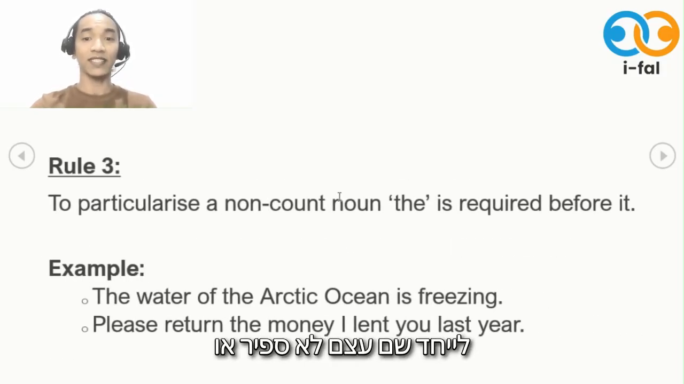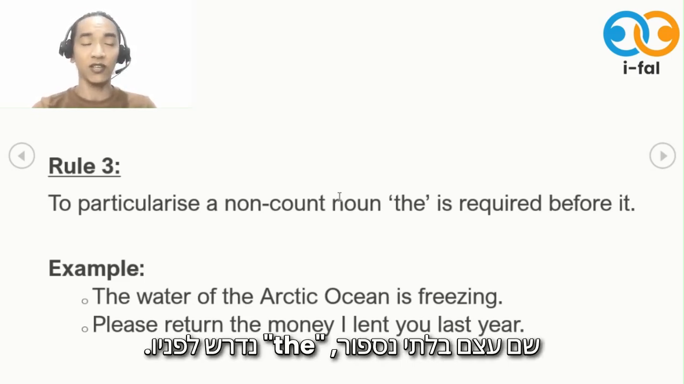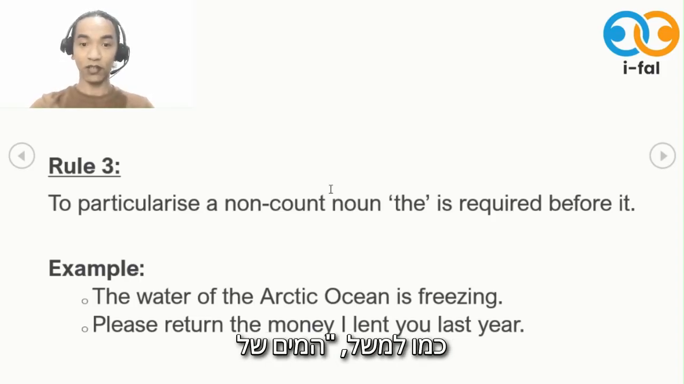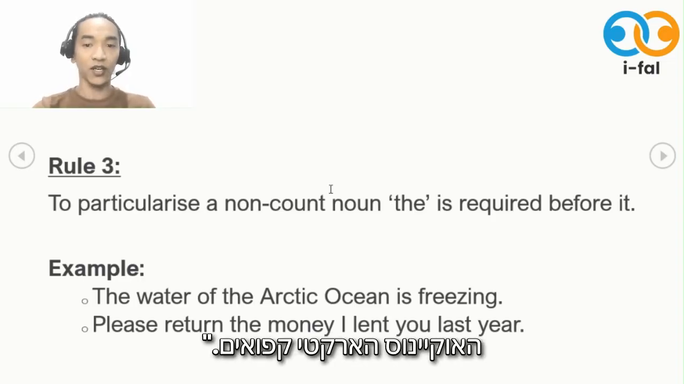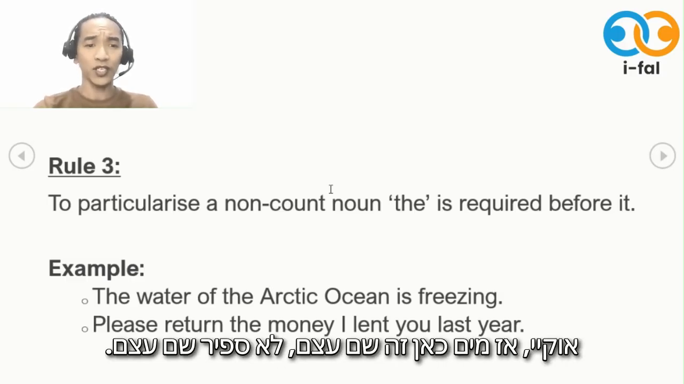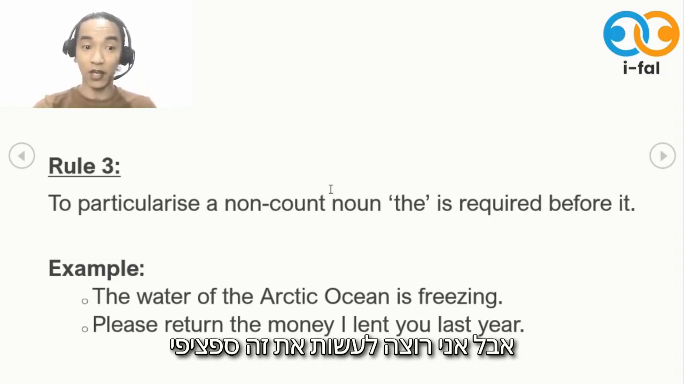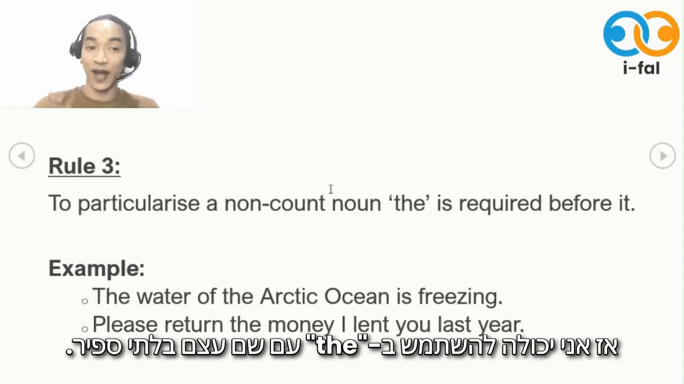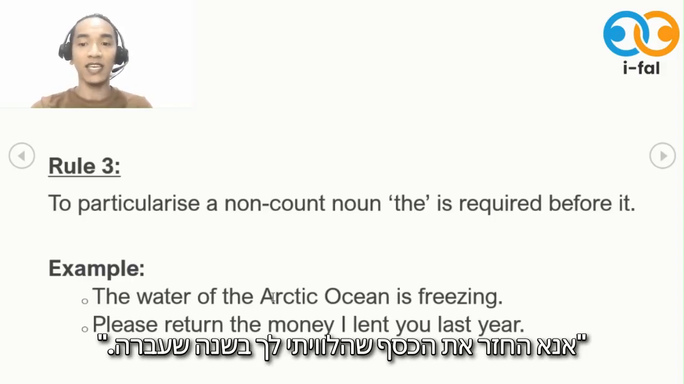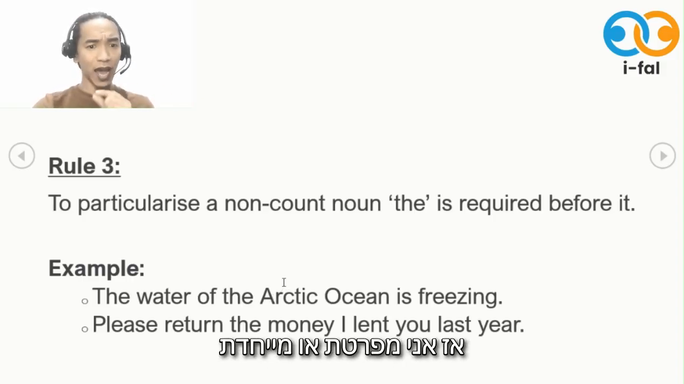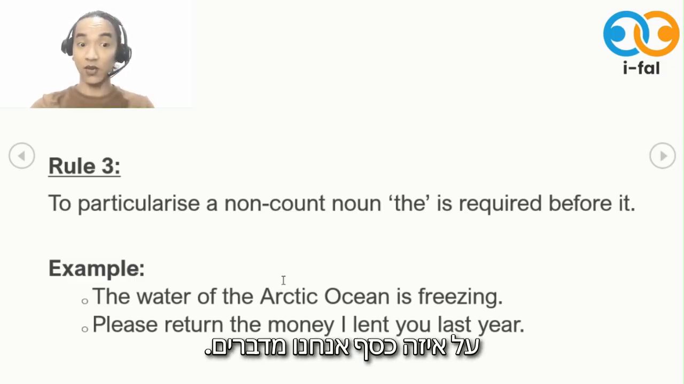So rule number three. To particularize a non-count noun or uncountable noun, the is required before it. Like for example, the water of the Arctic Ocean is freezing. Okay, so water here is a non-count noun, but I want to make it specific which water I am talking about. So I can use the with non-count noun. Please return the money I lent you last year. So I am specifying or particularizing which money we're talking about.